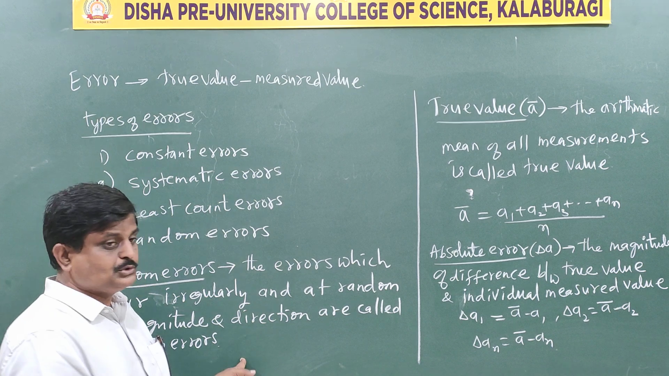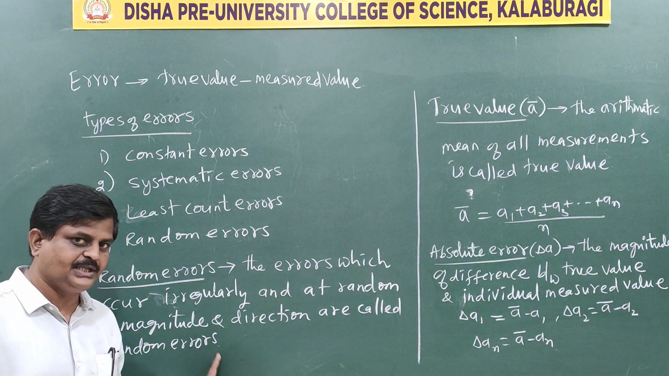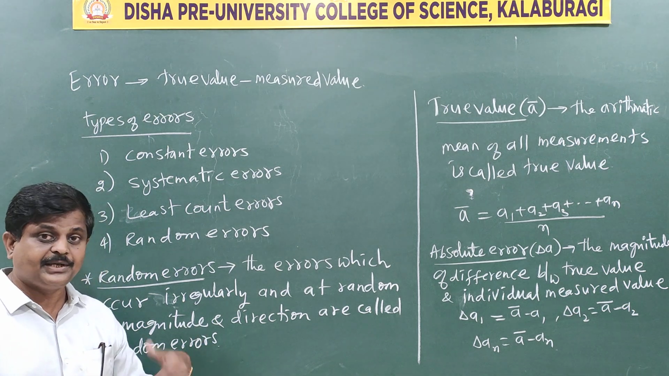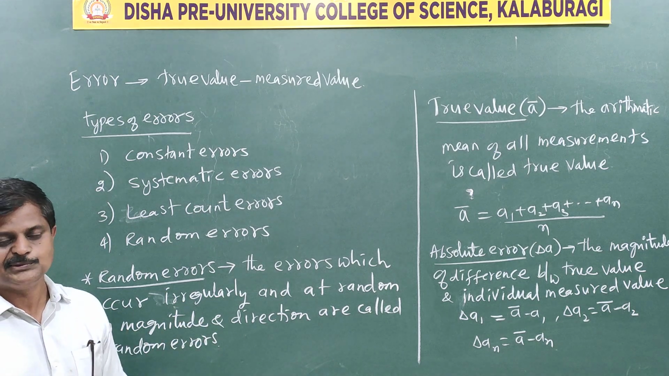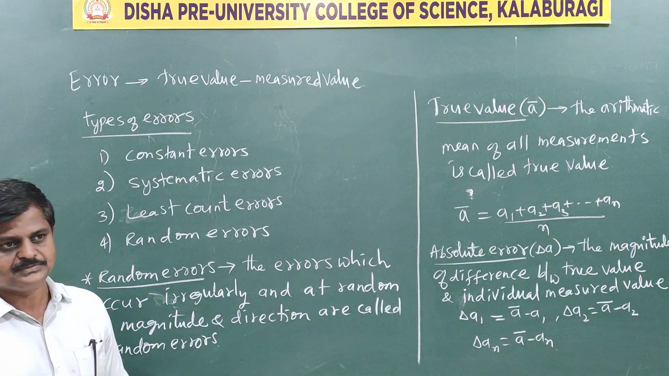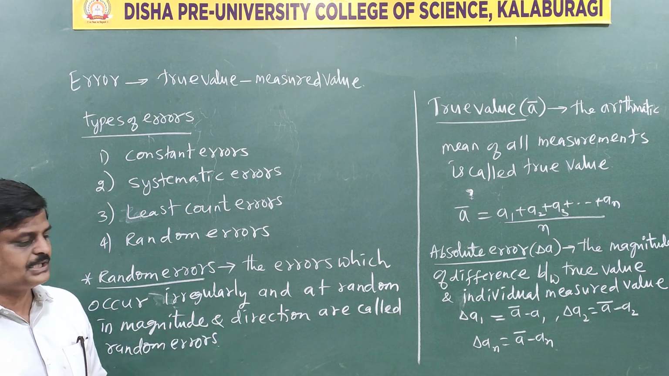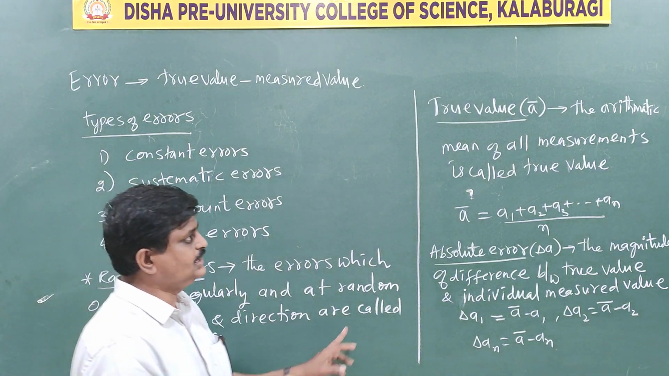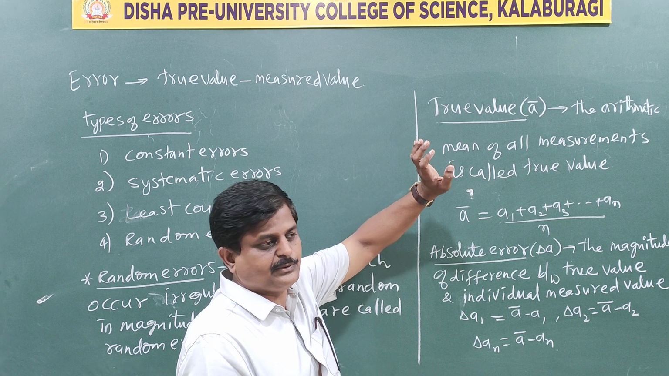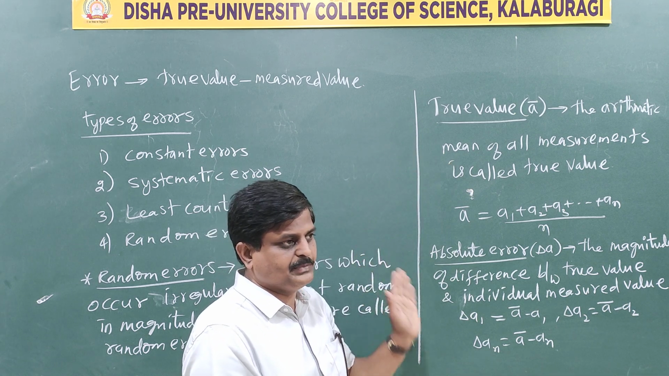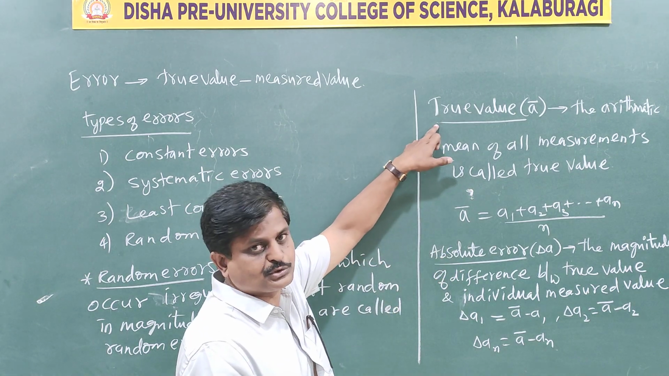Now, how to eliminate random errors? By repeating the experiments or taking different trials for the same experiment. When you do this, we have two more quantities to be discussed. One is called the true value. While taking a number of trials, when you take the arithmetic mean of all measured values, that is known as the true value.